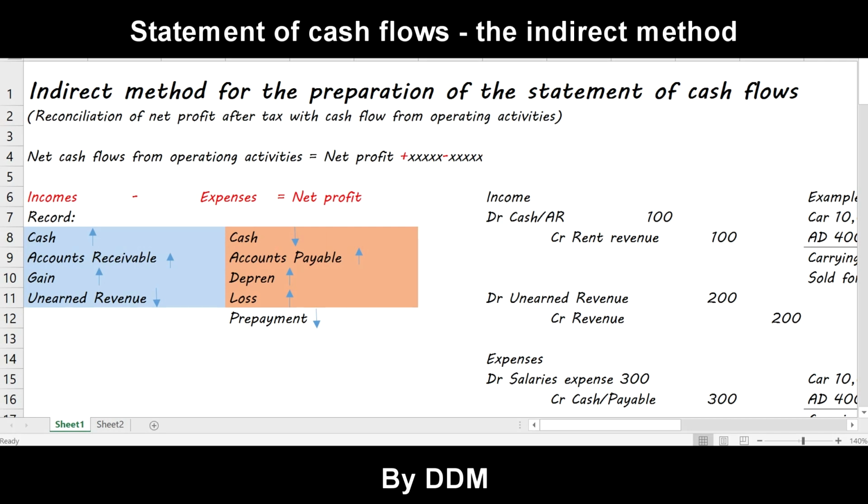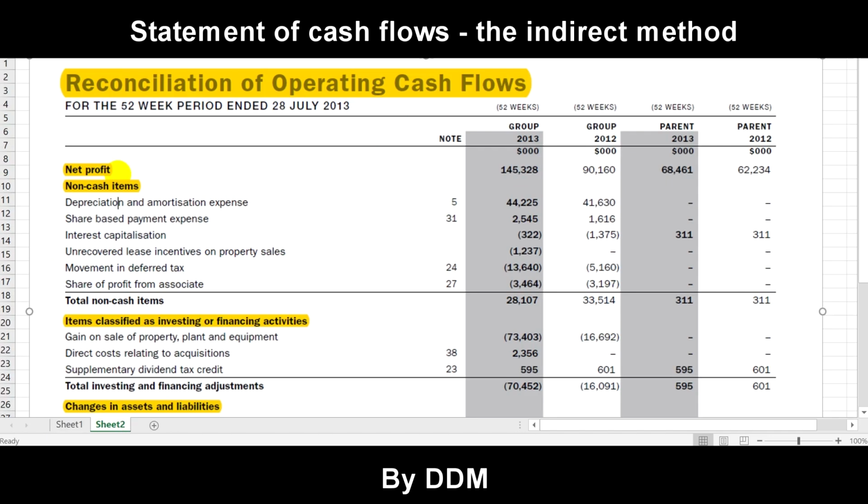Hi everyone, I'm making this video to explain the basic idea about the indirect method for the preparation of the statement of cash flows, also known as reconciliation of net profit after tax with cash flow from operating activities. First, let's look at the reconciliation of operating cash flows from 2013's warehouse's financial statement.